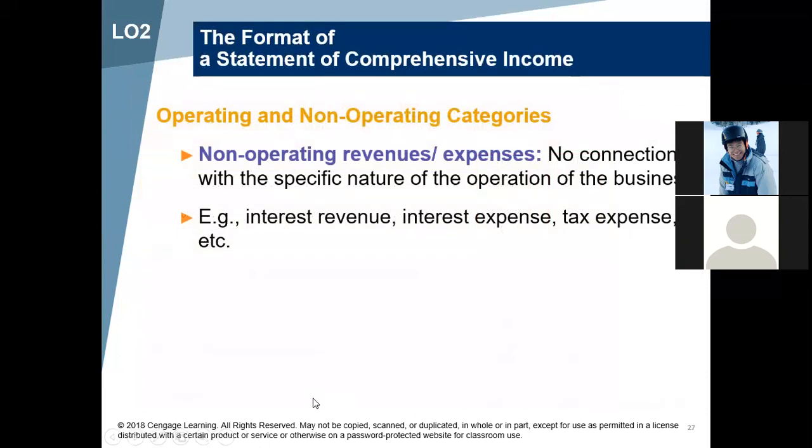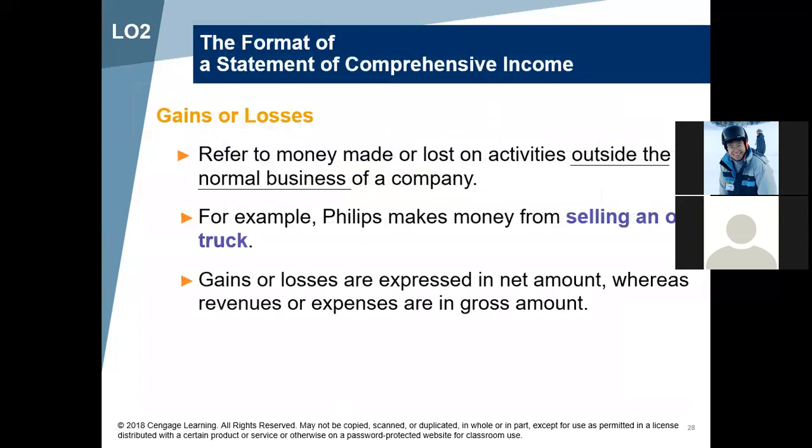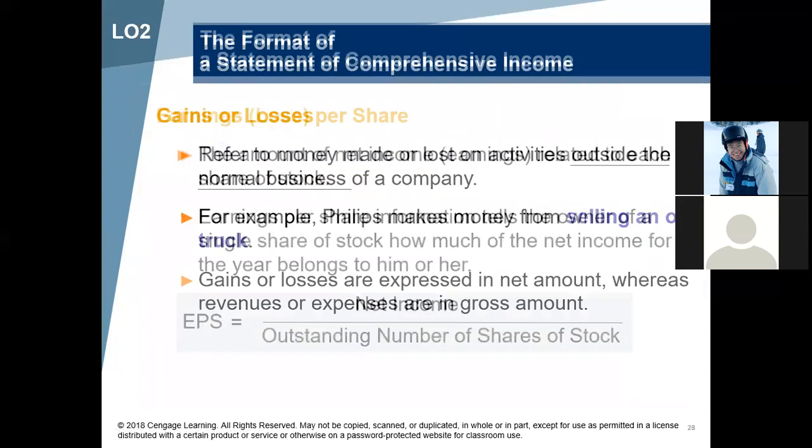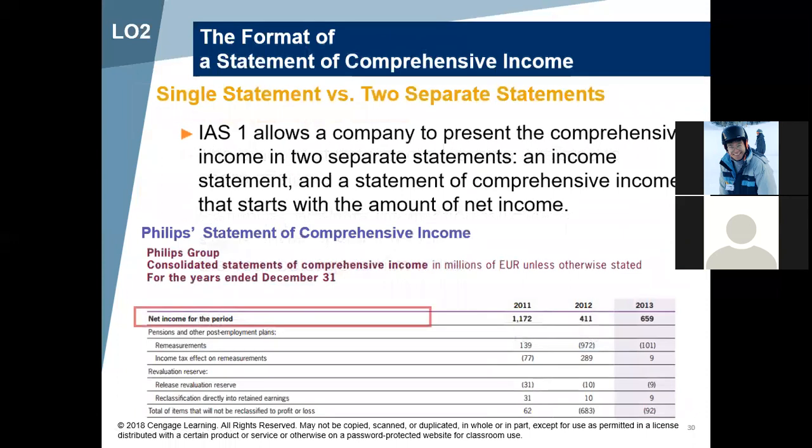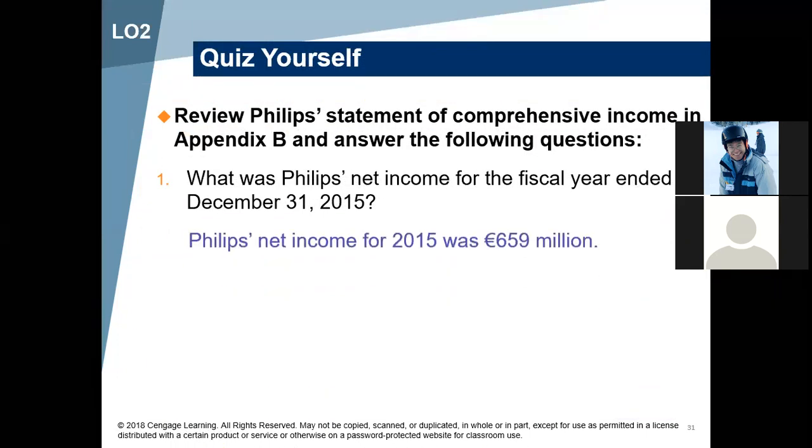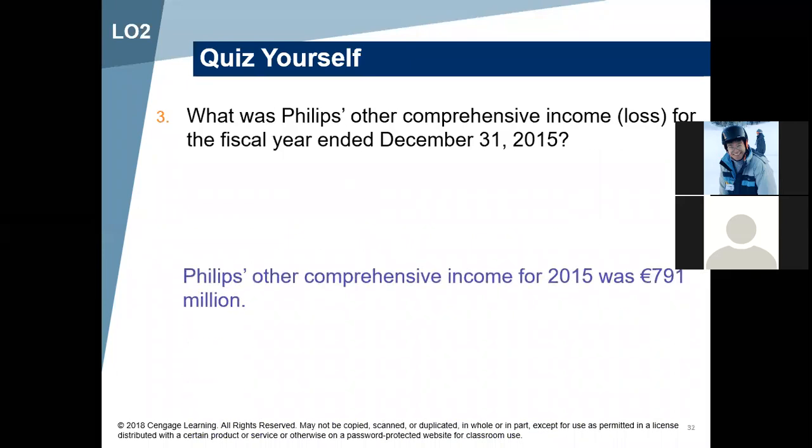So, operating and non-operating categories, no? Non-operating revenue and expenses, no connection with the specific nature of operations. So, ano yan? Hindi siya part ng operating cycle. You have interest revenue, you have interest expense, and you have tax expense. Alright. So, gains and loss. Sige, maybe I will not discuss this. Earnings per share, not anymore. To be discussed further in the higher accounting. Just read na lang to, ha? Alright.